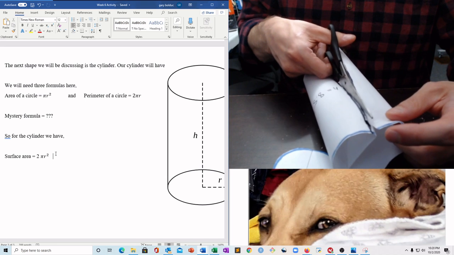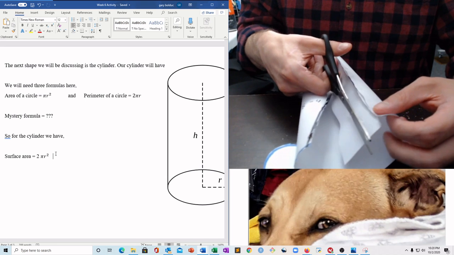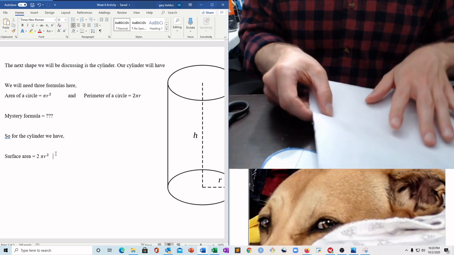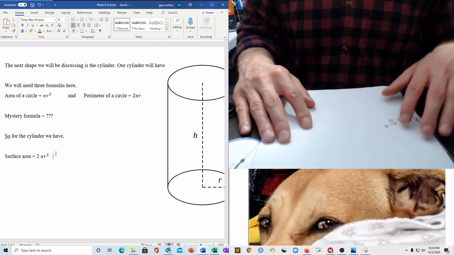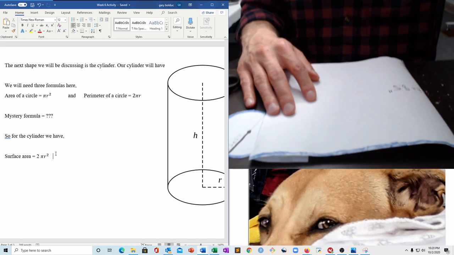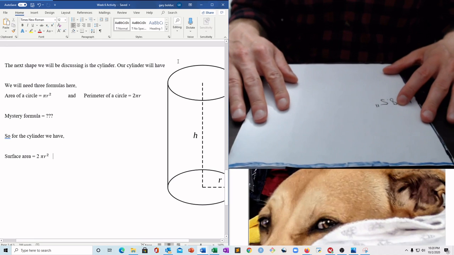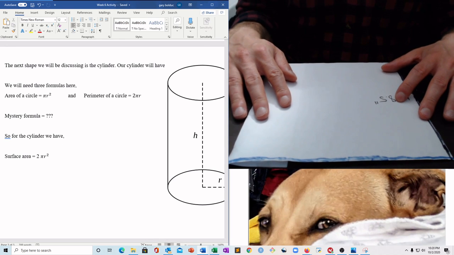We cut along the height. Okay, and you're going to see what we get. I will flatten it out for you, make it something that you can see a little bit better. What shape do we end up with? We end up with a rectangle.